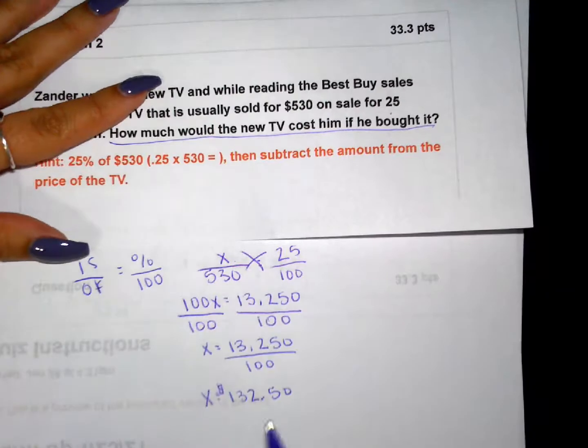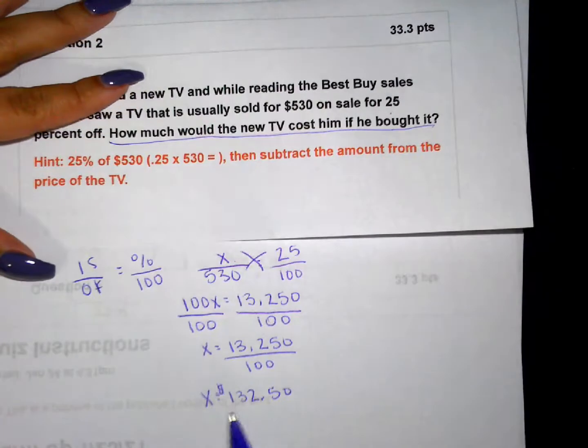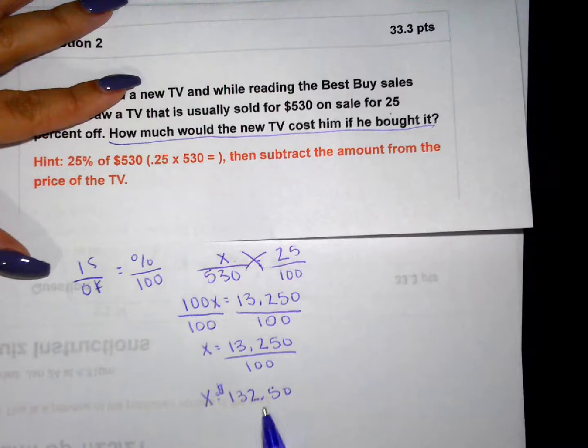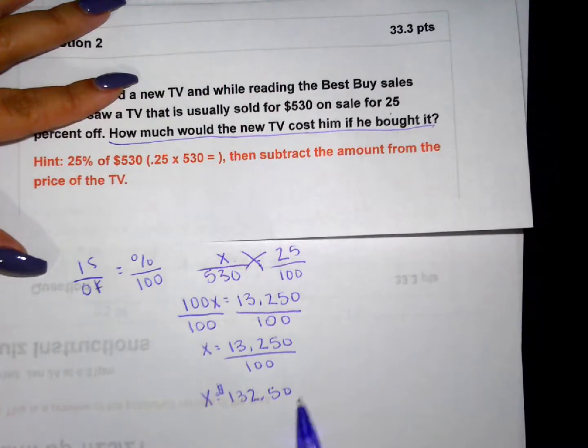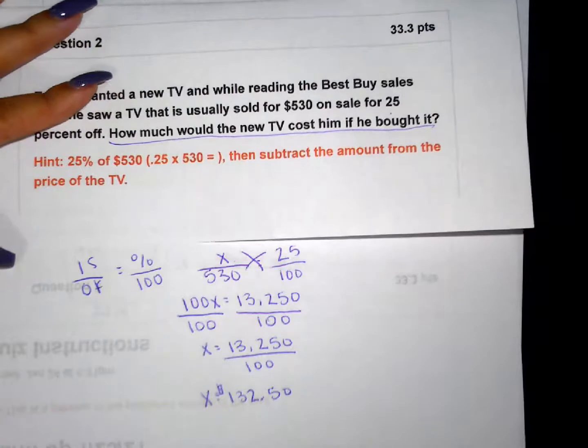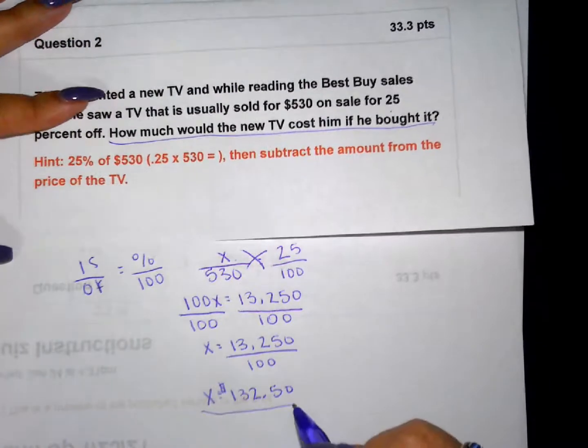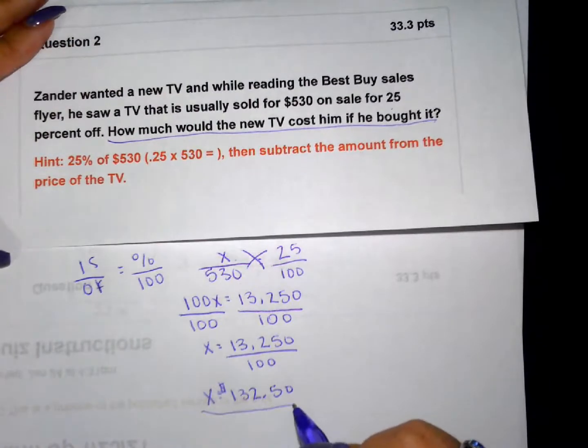And when you put it in your calculator, you probably just got 132.5. But when we're working with money, we always have 2 decimal places. So if there's nothing there, you just put a 0, okay? And we have our dollar sign as well. So this is what we have. This means that this is how much of a discount there is on this TV.